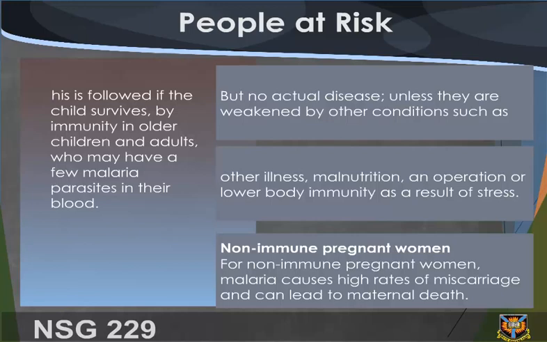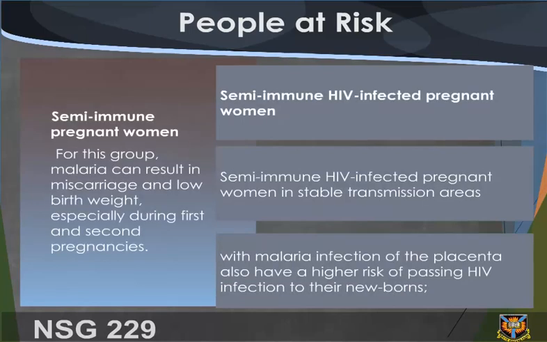Non-immune pregnant women. For non-immune pregnant women, malaria causes high rates of miscarriage and can lead to maternal death. Semi-immune pregnant women. For this group, malaria can result in miscarriage and low birth weight, especially during first and second pregnancies. Semi-immune HIV-infected pregnant women. Semi-immune HIV-infected pregnant women in stable transmission areas with malaria infection of the placenta also have a higher risk of passing HIV infection to their newborns.